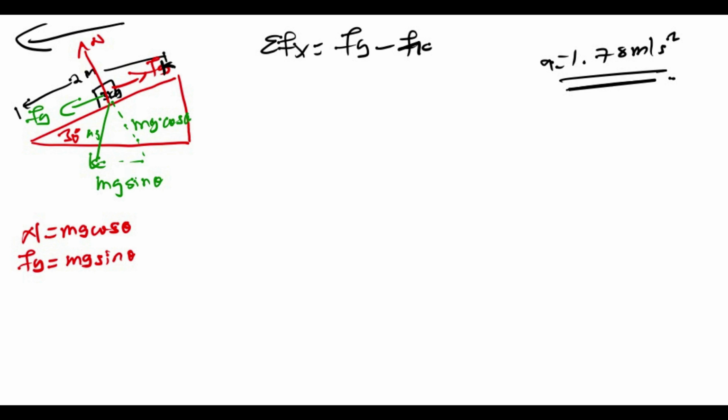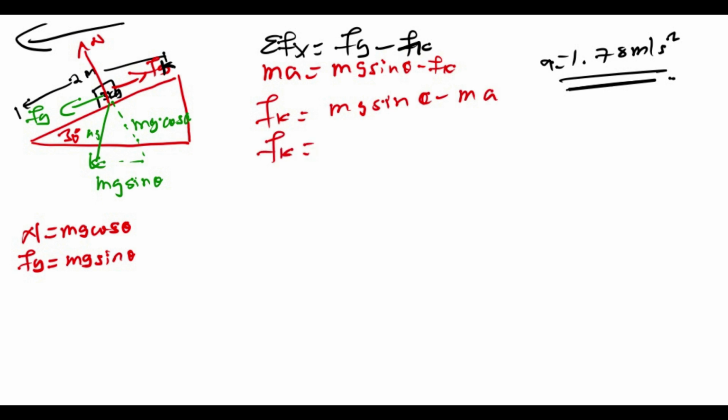So what I mean is, according to Newton's second law, this will be replaced by ma. Fg is mg sine theta, we know that, minus friction force. Shift friction force to the other side, shift ma to the other side. So friction force will be m, which is 3, times 9.8 sine 30, minus 3 again times acceleration 1.78. We found it there.